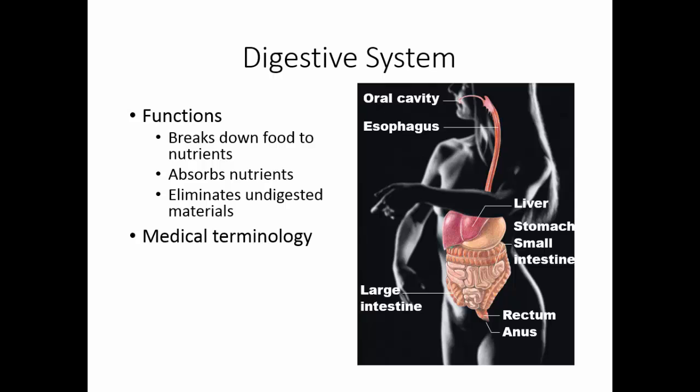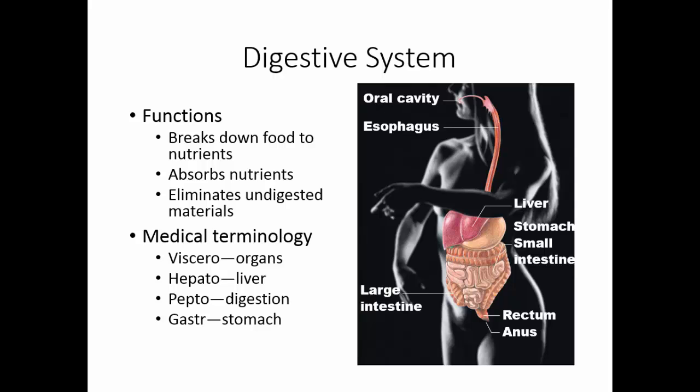Some of the medical terms that apply to the digestive system are viscero. Viscero is a word that means organs in general. Most of the organs found in your abdominal cavity are digestive system organs, so we tend to use viscero here. Hepato means liver. Pepto has to do with digestion. Gastra means stomach, and entero means intestine.